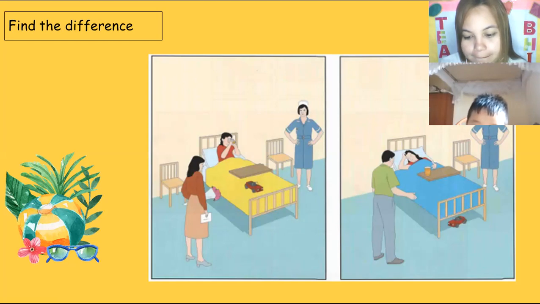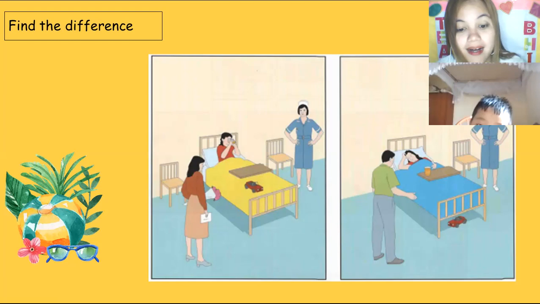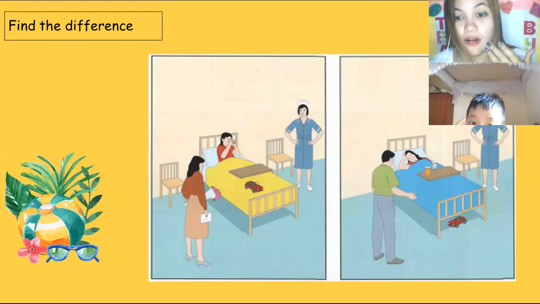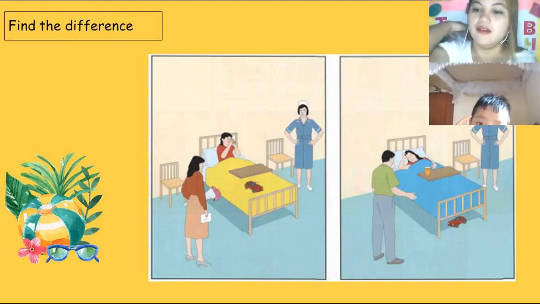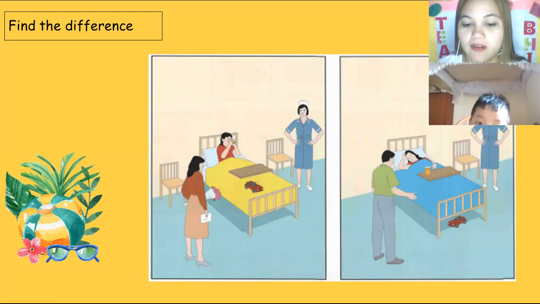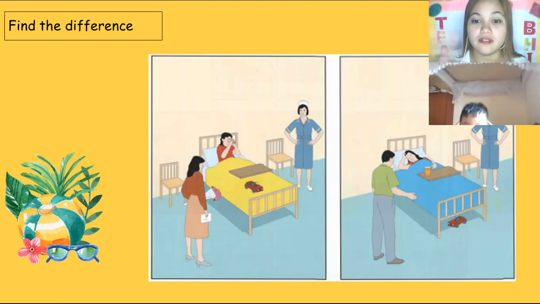The car is on the blanket. The car is under the bed. Okay, so the first one, the car is on the bed, and then the next one, the car is under the bed. There's two chairs and one chair. Okay, there are two chairs in the first picture, and then on the next one, there's only one.